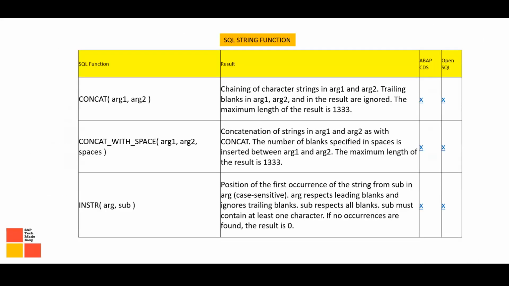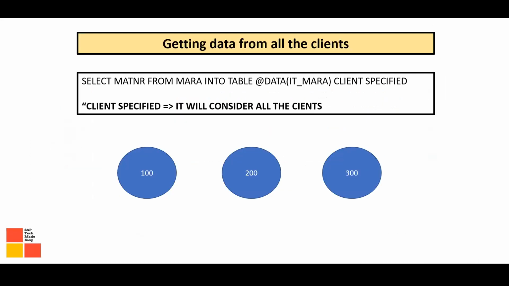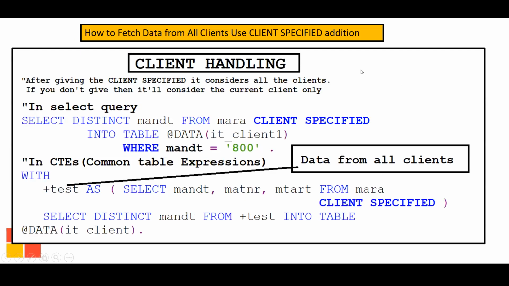Then you can see the different SQL functions we have, right? How we are going to use them. Then getting data from all the clients. So what are the things you have to do if you want to get the data from all the clients? You simply have to specify client specified, that's it, and it will consider all of them. So this is the query: select matnr from the table into table, and just at the end you have to add client specified. So I have discussed this. Client handling, if you want to fetch the data from the table using a specific client, or let's suppose from all the clients, right?